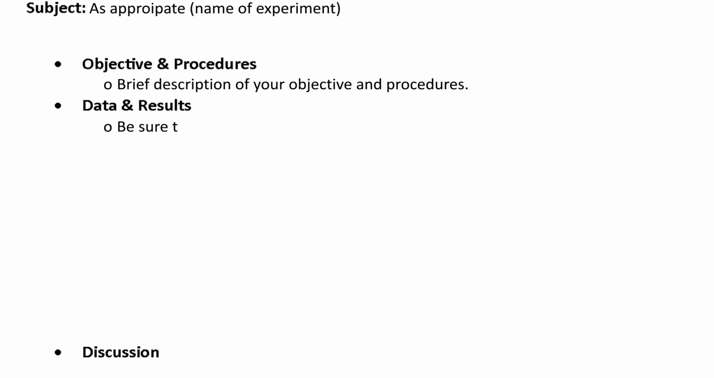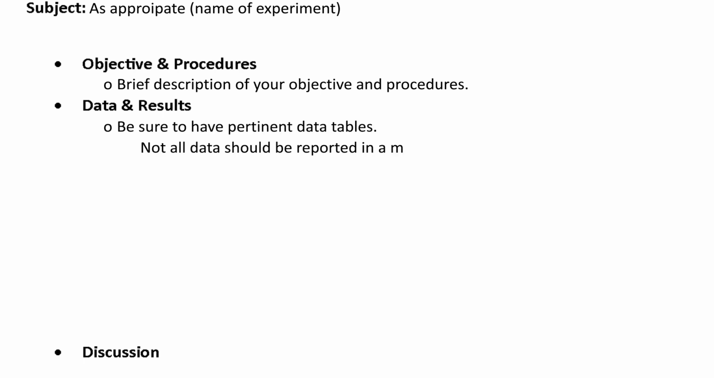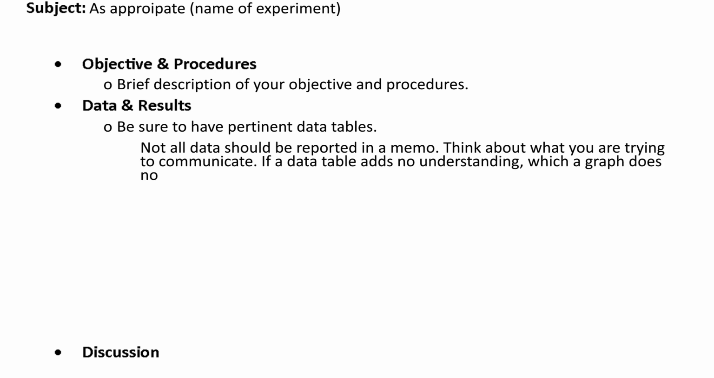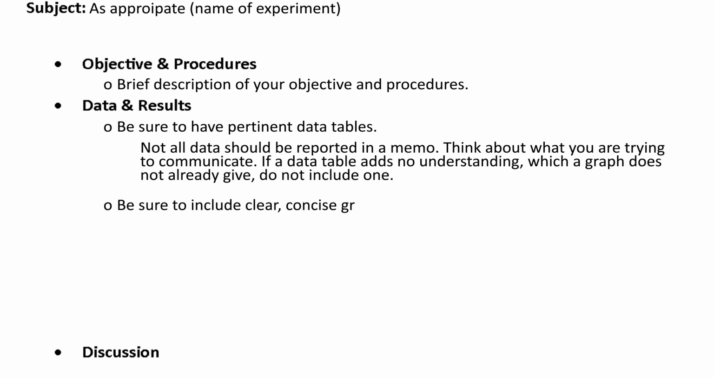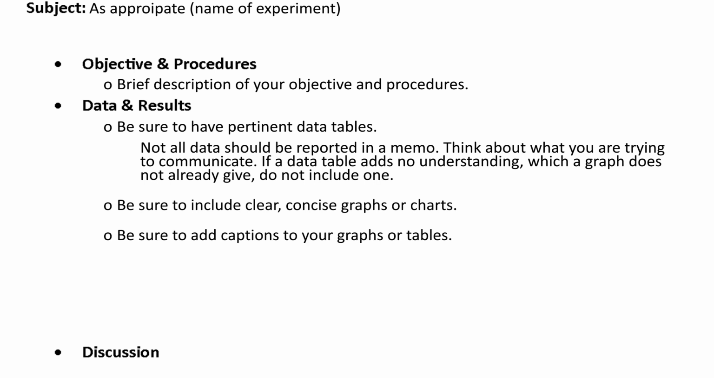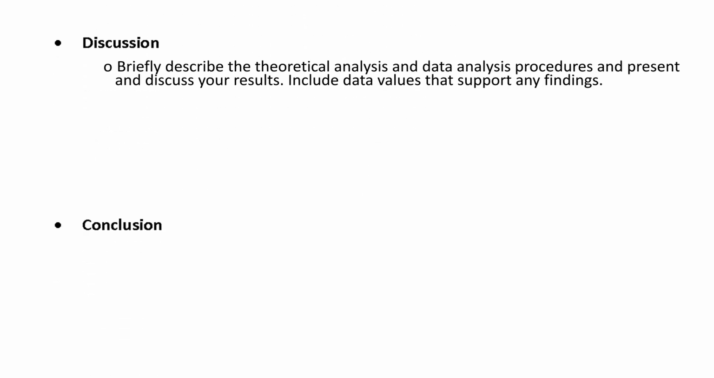Next section is data and results. Here you will add the most important data and results from your experiments. Not all data should be reported in a memo, so think about which data will convey your information best. We continue now with the discussion section. Here you are describing what happened in the experiment and you mention what those results were. Write about what the results look like, your graph, and what observations you have from the experiment. Mention some of those numbers, names, etc. from your data.